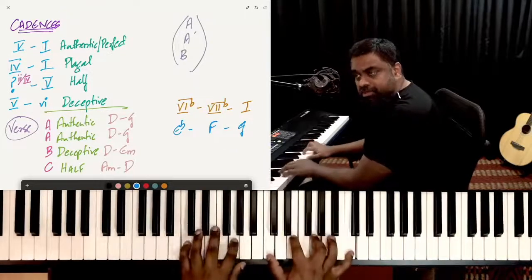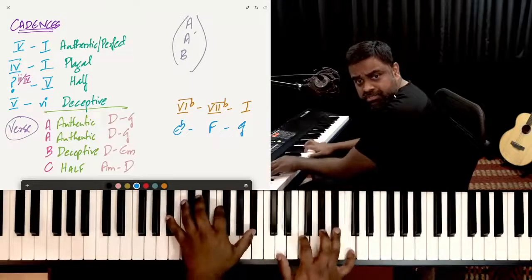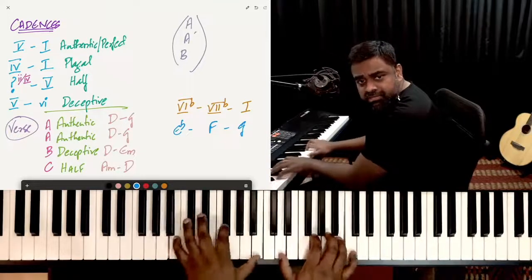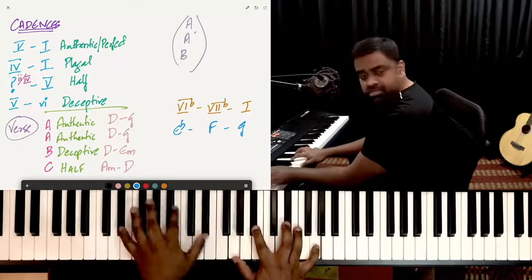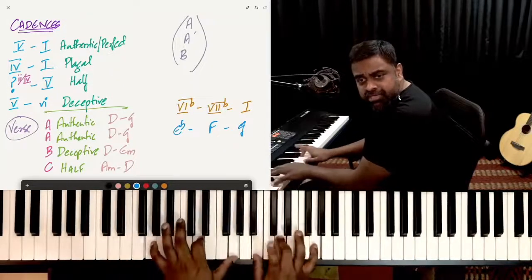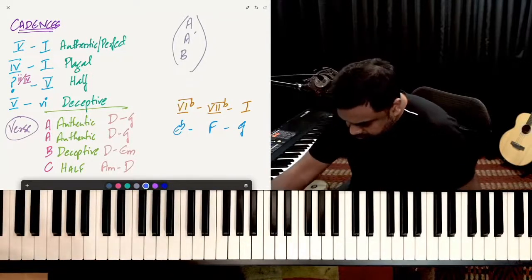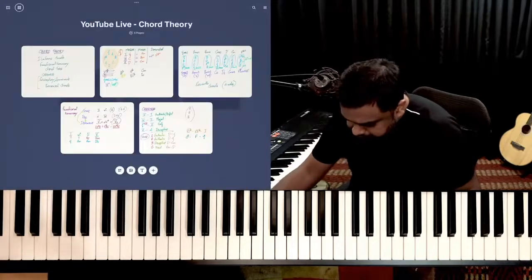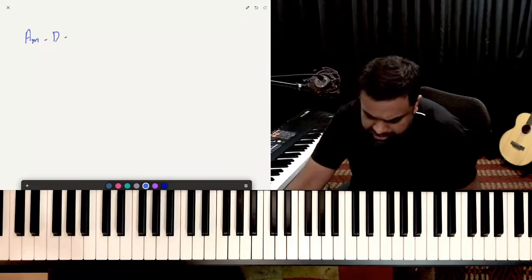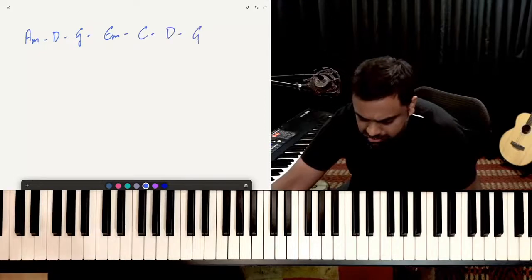So if I do, how I wonder what you are, I could do that. How I wonder what you are. How I wonder. So I'll just break just that section. How I wonder what you are. What did I do there? The traditional chords would have been, how I wonder what you are.